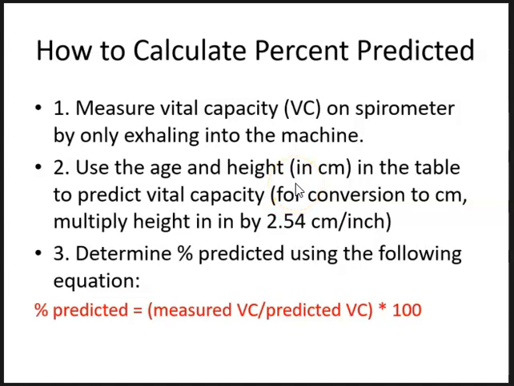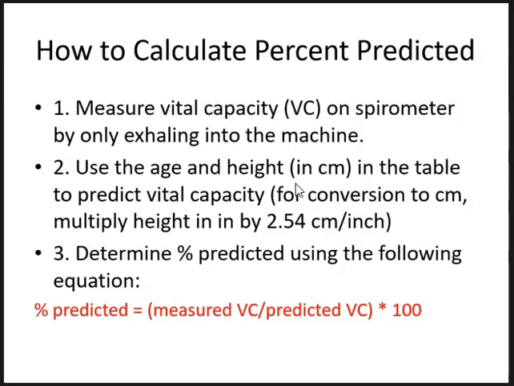There is a table in your lab manuals that gives predicted vital capacity. The table I'm putting in this PowerPoint is coming from the internet, but on page 295 in that white manual that you have, there is a table on predicted vital capacities in females, and there should be a separate table for males on the next page. So we would use the age and height in centimeters in the table to predict vital capacity.